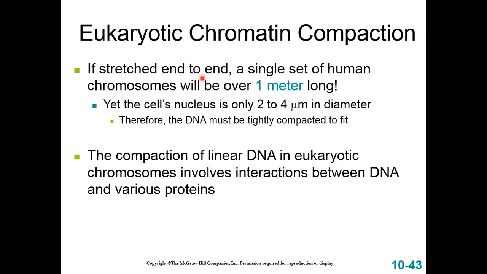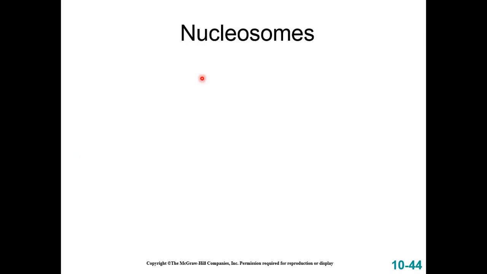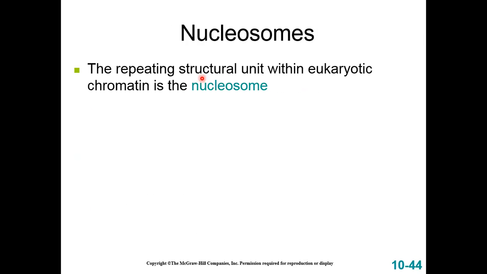The compaction of linear DNA in the eukaryotic chromosome involves interaction between the DNA and various proteins. These proteins bind to the DNA and are subject to change during the life of the cell. Nucleosome: the nucleosome is actually the beaded structure. It is the interaction between the DNA and the proteins, the repeating structural unit within eukaryotic chromatin. This is known as the nucleosome.